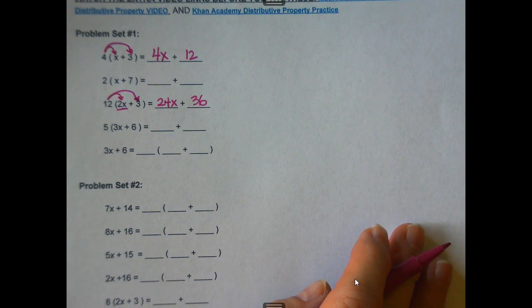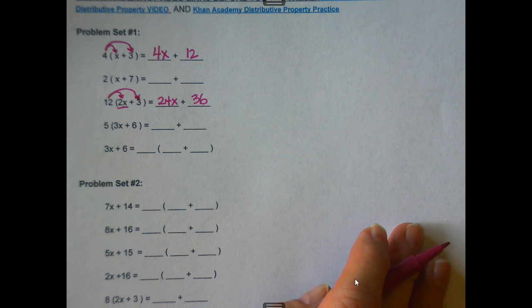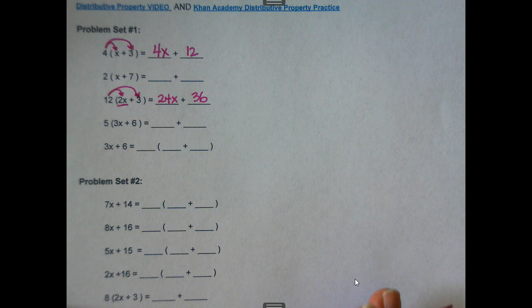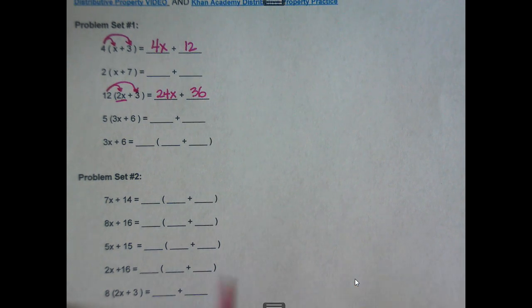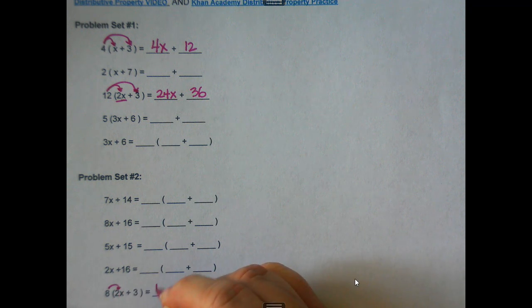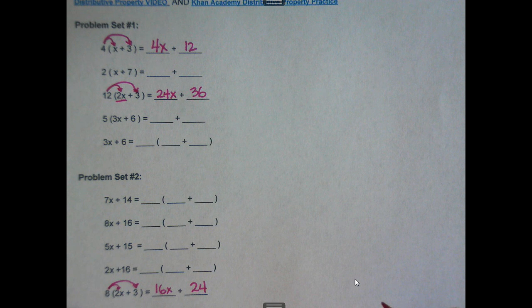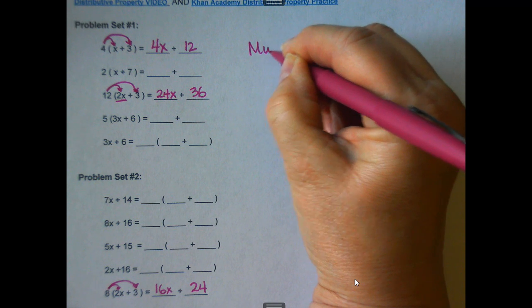And then we'll go ahead and do one more problem. Let's do the very last problem down here in set 2. 8 times 2x gives me 16x. And 8 times 3 gives me 24. So there are 3 problems done for you that have us multiplying in parentheses.